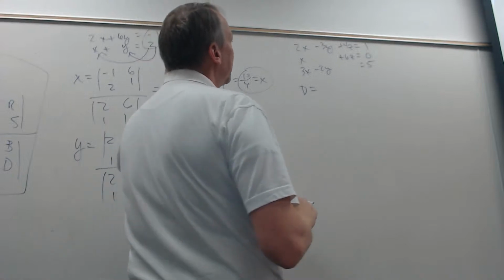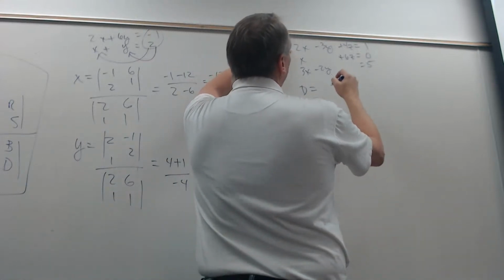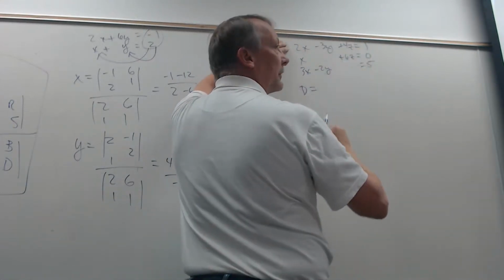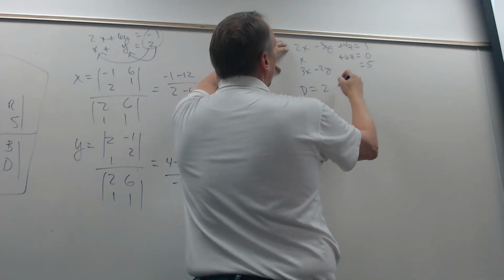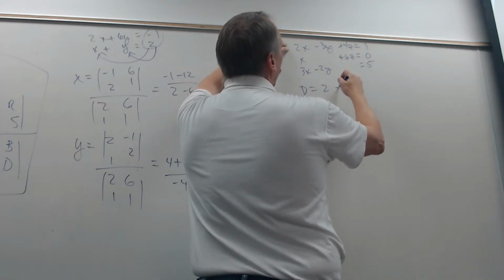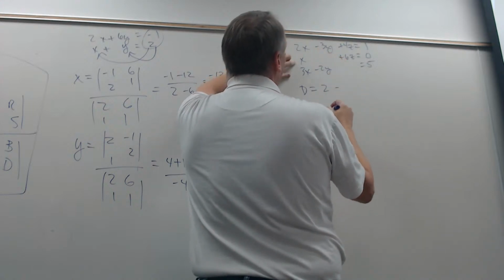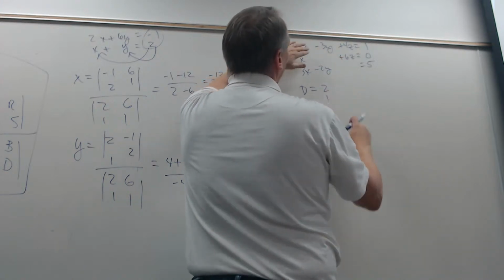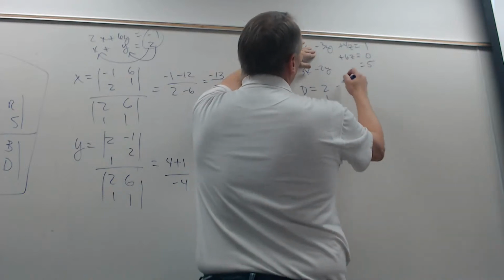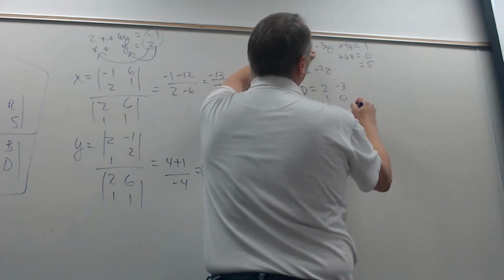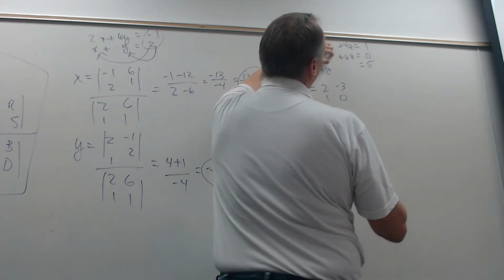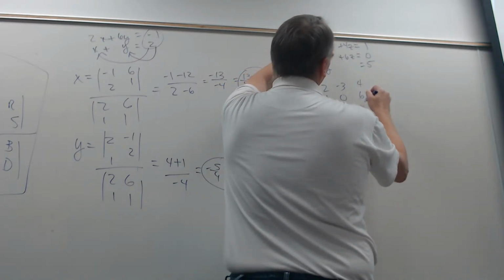So let's find matrix D, which will be my denominator. Which is gonna be just the coefficients of this side. So it'd be 2, 1, and 3, going in columns, 2, 1, and 3, okay? And then -3, 0, -2. And then 4, 6, 0.